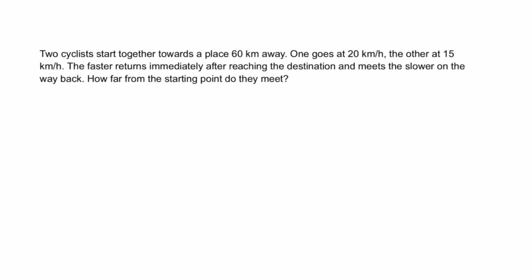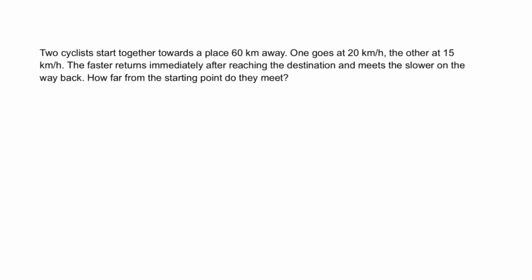Let's see what the first problem says. It says two cyclists start together towards a place 60 km away. One goes at a 20 km per hour speed and the other goes at a speed of 15 km per hour. The first returns immediately after reaching the destination and meets the slower one on the way back. So we have to find how far from the starting point do they meet. Okay.